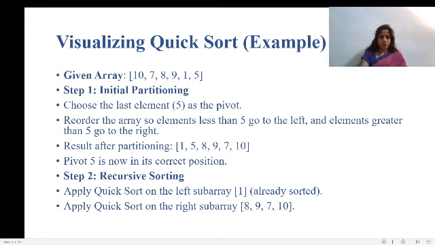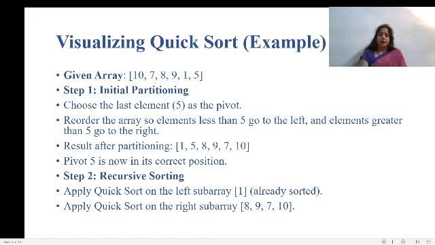Now our array is 1, 5, 8, 9, 7 and 10. It is not sorted completely, but the initial step is completed. The element less than 5, that is 1, is already sorted, and the elements greater than 5, which are 8, 9, 7, 10, are not sorted.